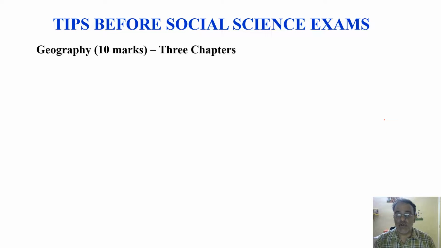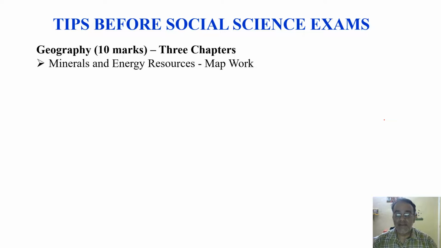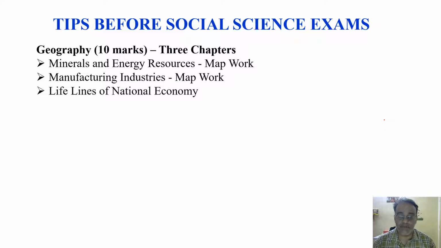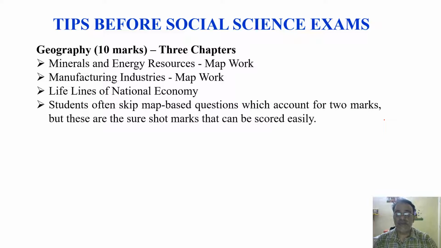Now coming to geography, there are three chapters. This is also 10 marks. Minerals and Energy Resources, map work is there. Manufacturing Industries, इसमें भी एक map work है. And the third chapter, Lifelines of National Economy. Students often skip map-based questions which account for 2 marks here, but these are sheer easy marks that can be scored easily.